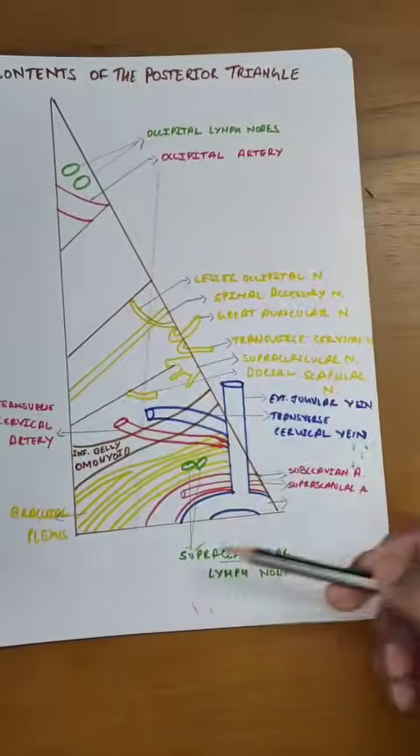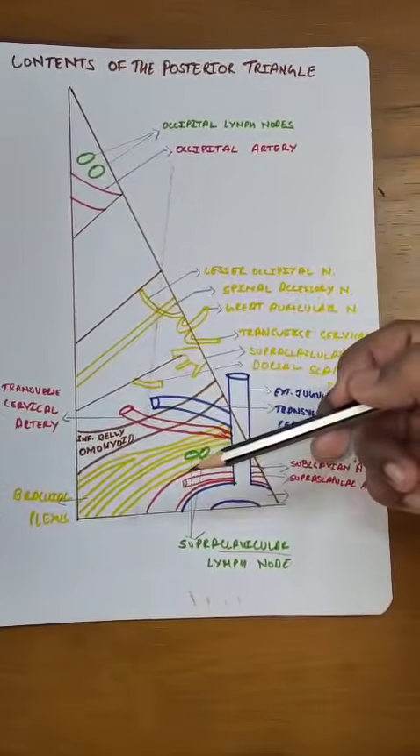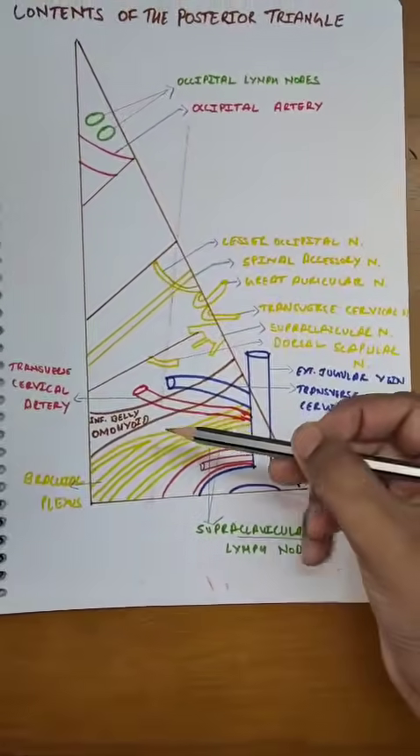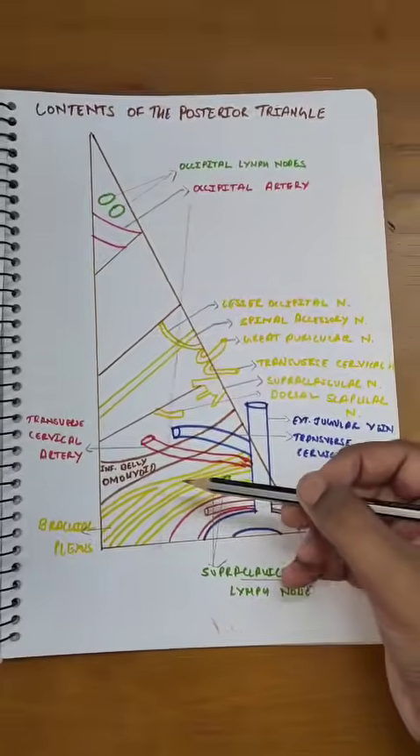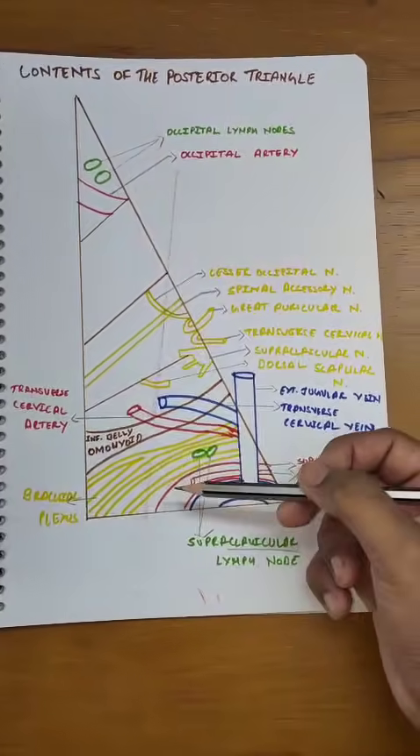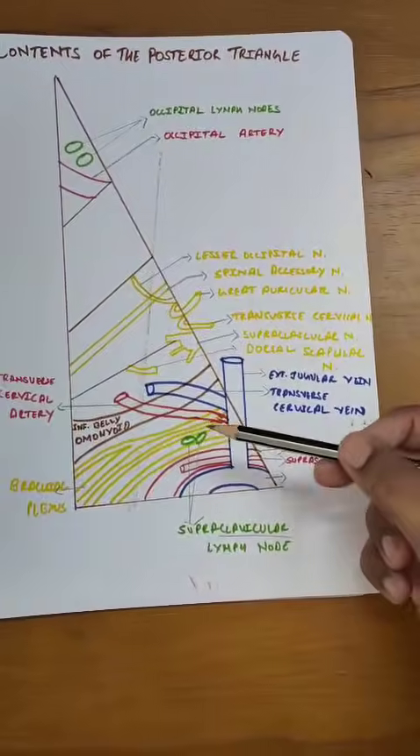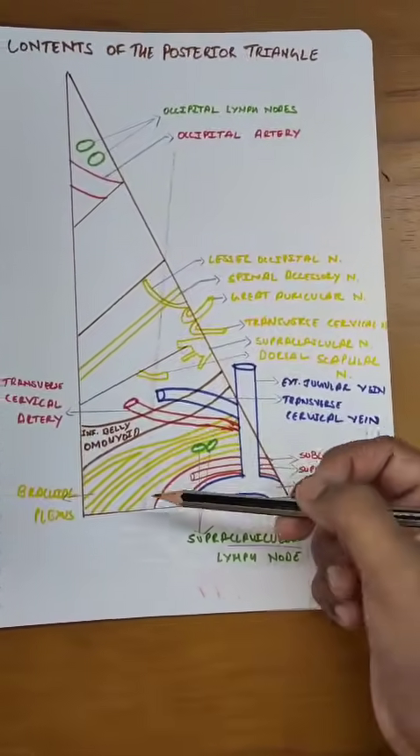In the subclavian triangle, below the inferior belly of omohyoid muscle, coming to the nerves, we have all the three trunks of the brachial plexus, the upper trunk, the middle trunk and the lower trunk. We also have the suprascapular nerve and the nerve to subclavius, which is not shown in the figure.